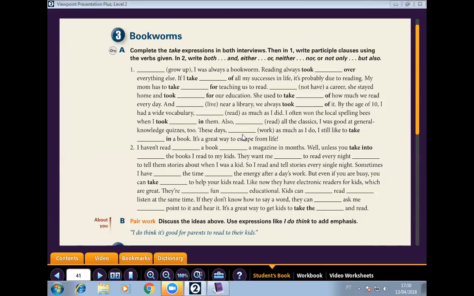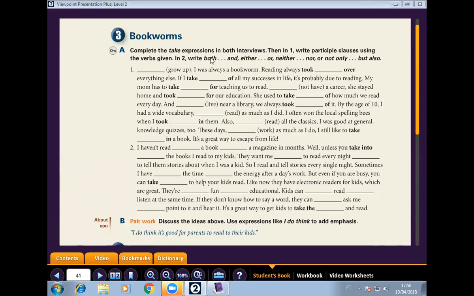These days, working. Now I'm going to use working because I have these days. So I cannot use having worked. Working as much as I do, I still like to take refuge. If you take refuge, you hide. Take refuge in a book, like you stop doing everything, you stop going out. You just read your book. It's a great way to escape from life.